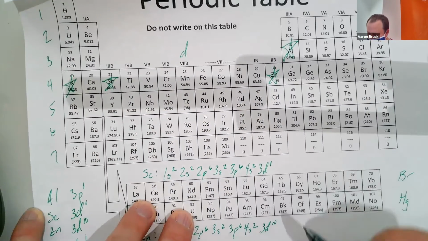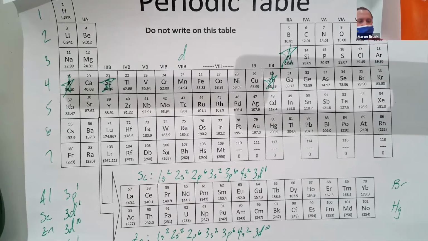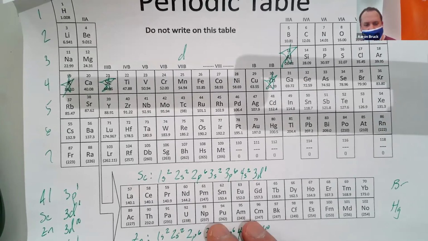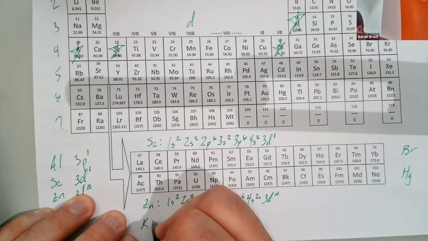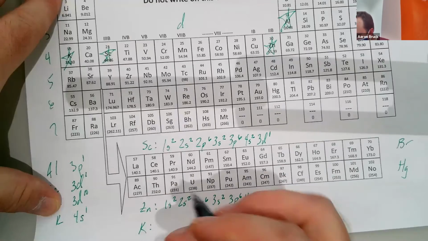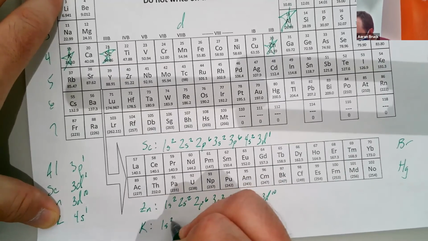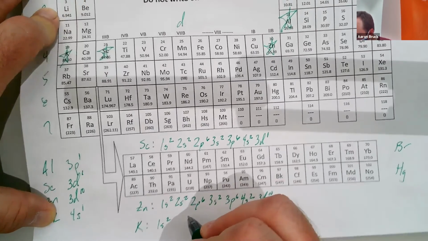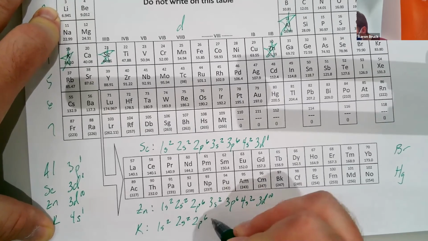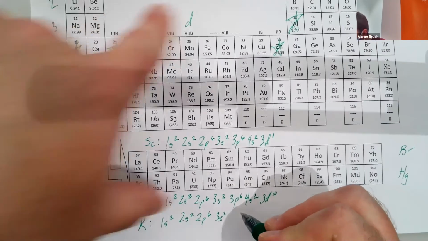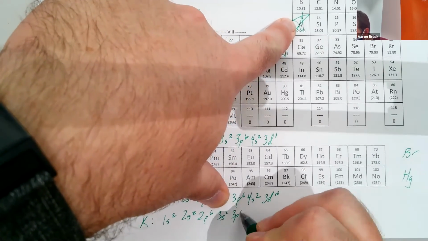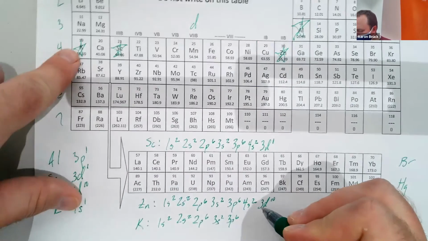So what we're going to notice, and I'll even do it with the potassium here just to show off something. The potassium was 1s2, 2s2, 2p6, 3s2, 3p6, 4s1.